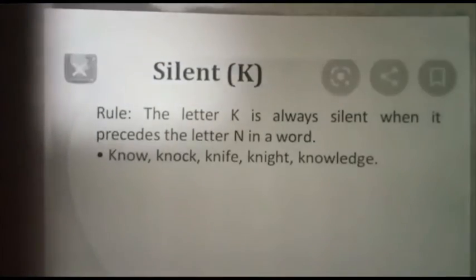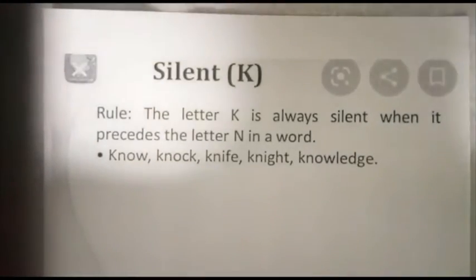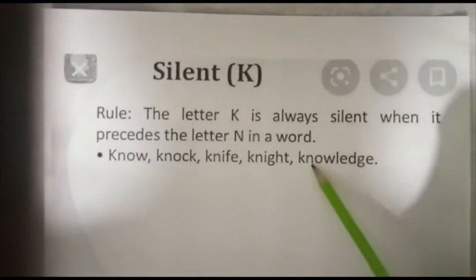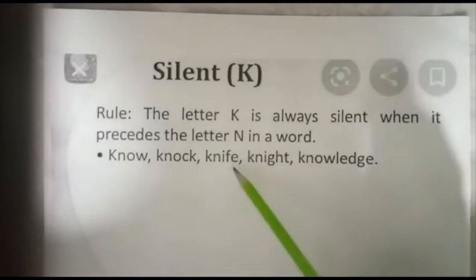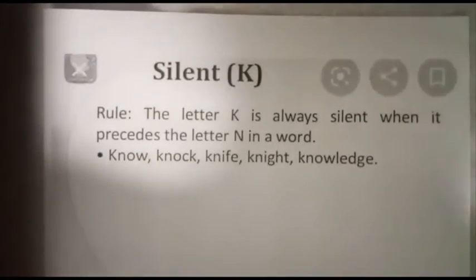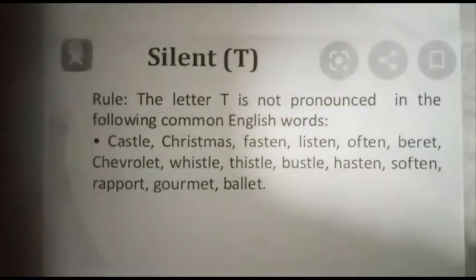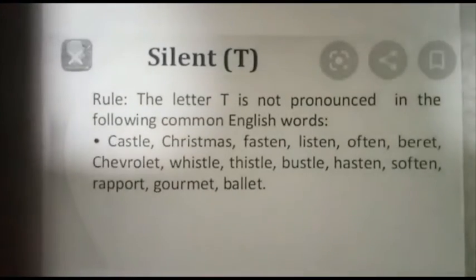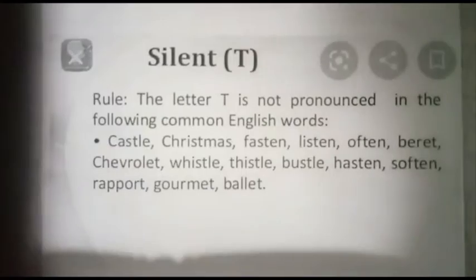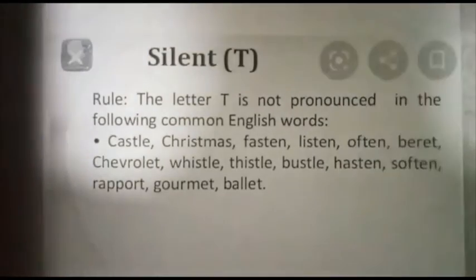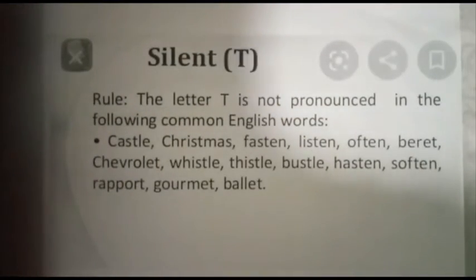Okay, K is silent when it precedes the letter N in a word: know, knock, knife, knight, knowledge. See, K comes before N, so it will be silent. You can write even these words, or you can find new words from the dictionary as well. T is also silent in some places. The letter T is not pronounced in the following common English words: castle, Christmas, fasten, listen, often, Chevrolet, whistle, thistle, hasten, soften, gourmet, and ballet. See, T is also silent in these words.